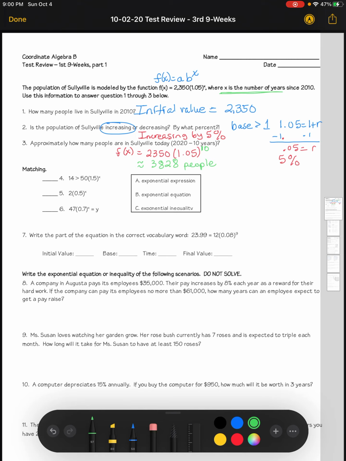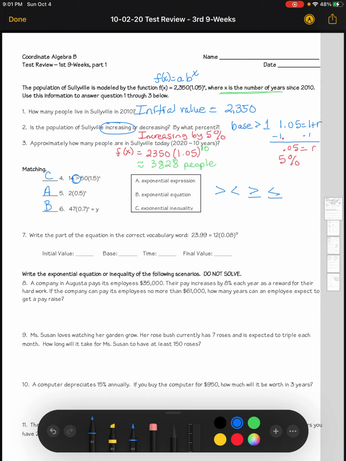Number 4 through 6 is matching. Number 4 is quite easy because it is the only one that actually has an inequality symbol. Remember, your inequality symbols are greater than, less than, greater than or equal to, or less than or equal to. So number 4 is C, an exponential inequality. Number 5 is A. It's an expression because it does not contain an equal sign. And number 6 is B, an exponential equation because it does contain an equal symbol.